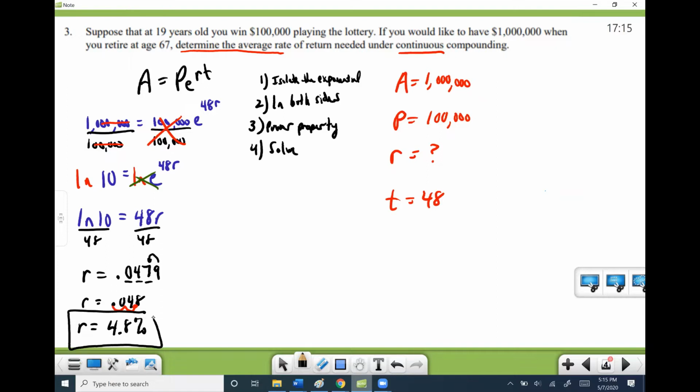So this wouldn't be something like a CD or a savings account. If you're going to get 4.8%, then you're probably going to be investing it in the stock market, where that's normal to get something like that. Yeah. Okay, that's a little risky. Okay.